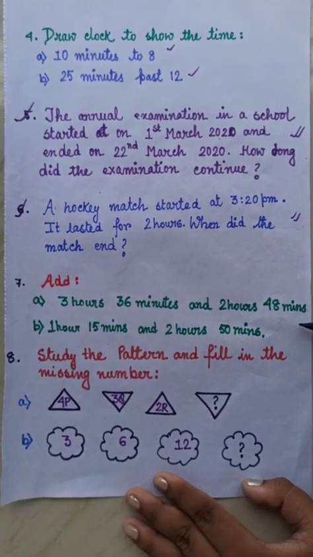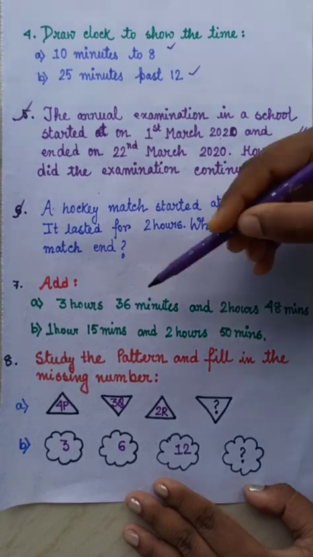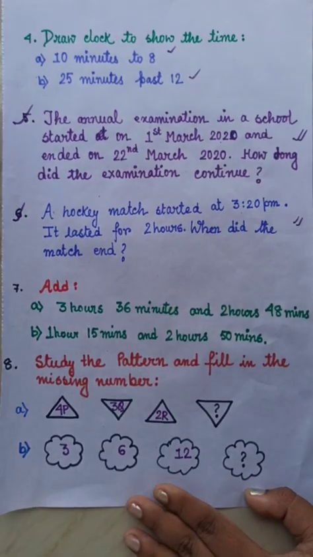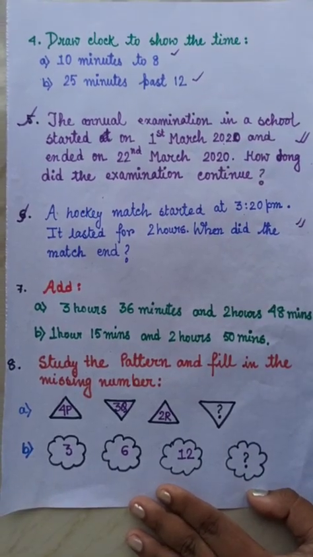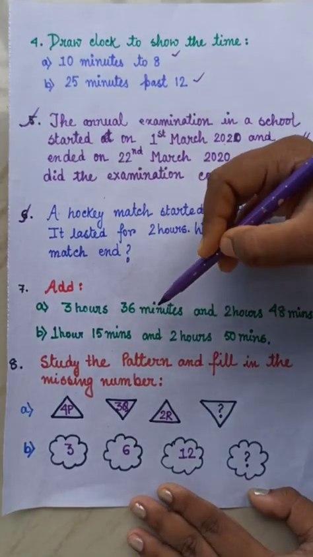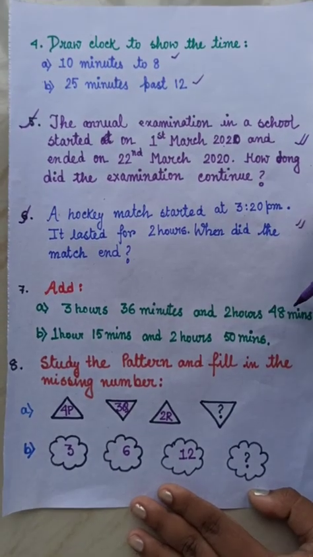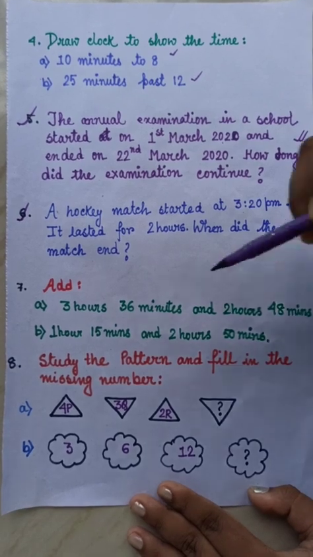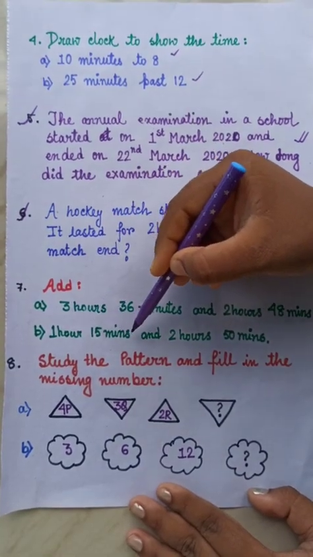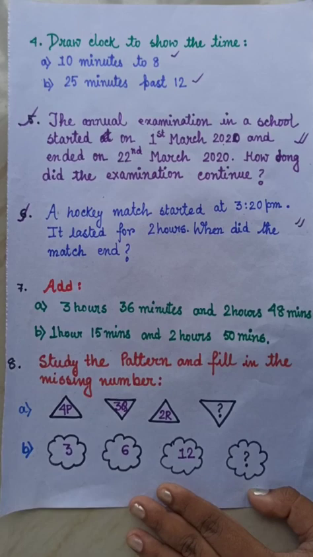Next, there is addition. You have to add 3 hours 36 minutes and 2 hours 48 minutes. Next, you have to add 1 hour 15 minutes and 2 hours 50 minutes.